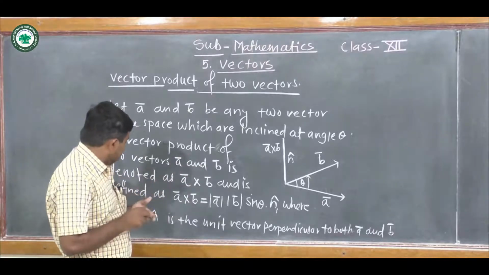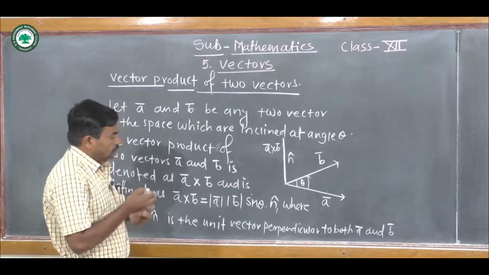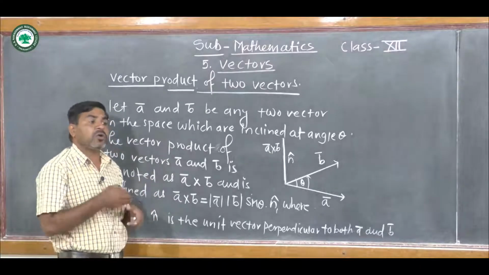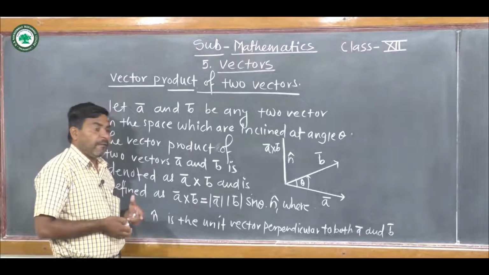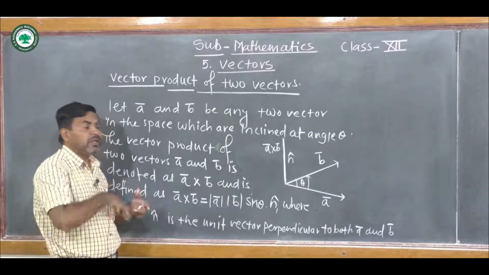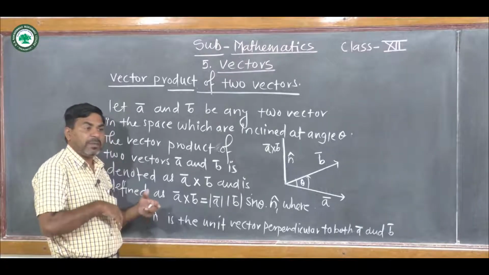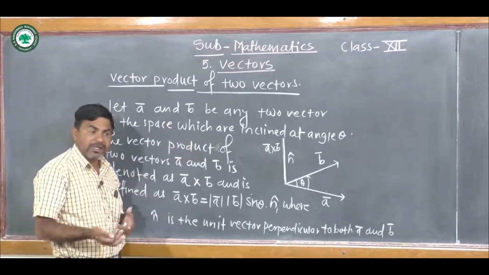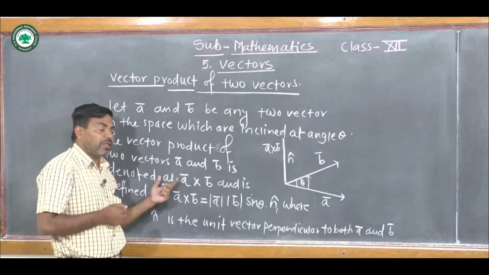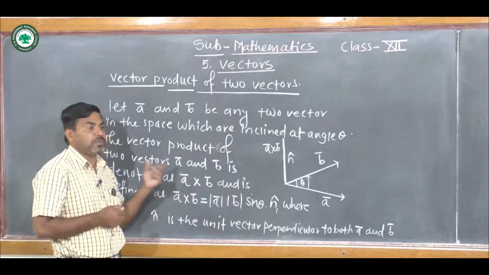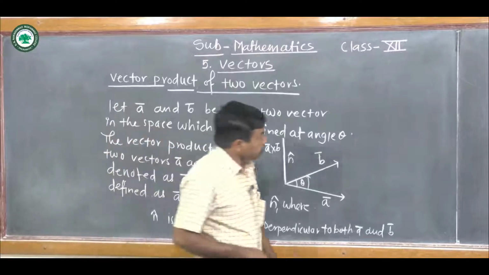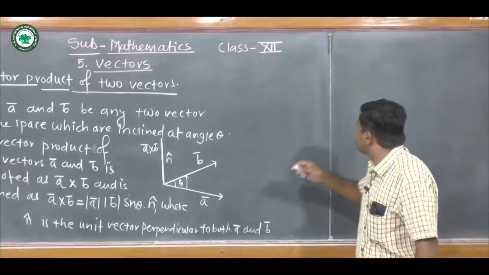Now, we see some remarks of this vector product. This vector product is also called as cross product, just as we have seen in scalar product. Scalar product is also called as dot product, or dot product is also called as scalar product. Here, vector product is also called as cross product. So, see some remarks.